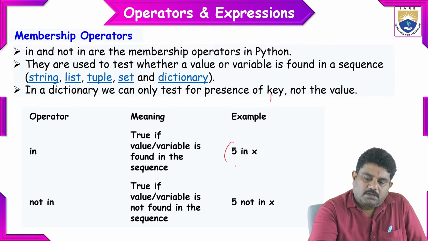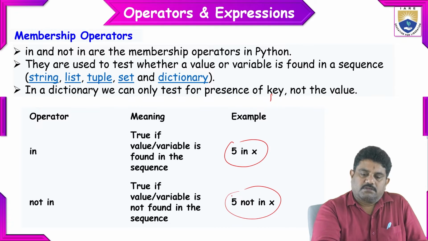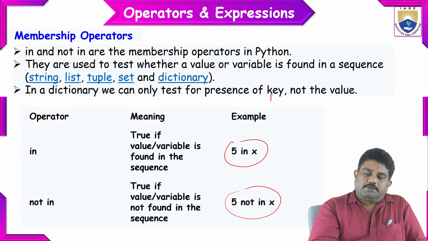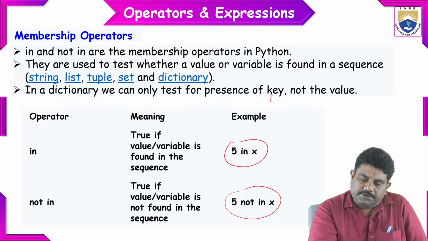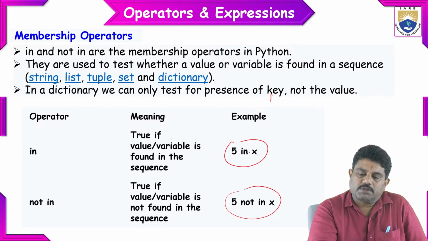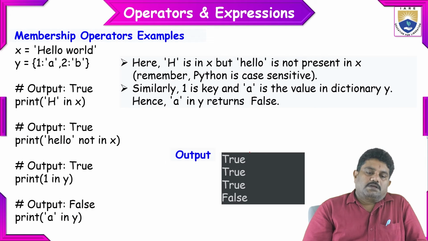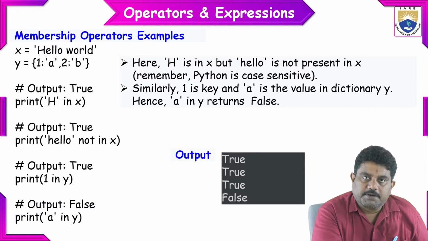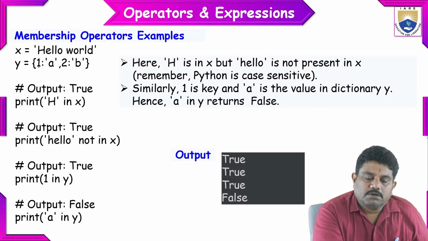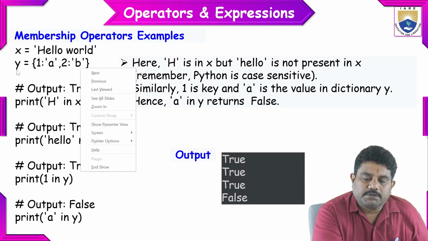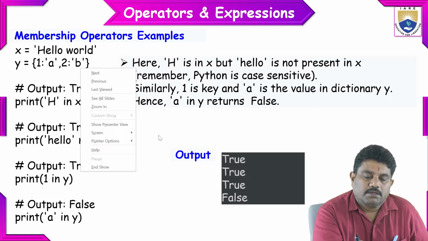This is the example here. See the example: 5 in x, 5 not in x. If 5 is not there in sequence x, then not in returns true, otherwise it returns false. If 5 is there in sequence x, then in returns true, otherwise it returns false. These are some membership operator examples. x equal to hello world. This is a string, and a string is a sequence type. And y equal to 1a 2b. 1 is a key and a is a value. 2 is a key and b is a value. Like that, we have two sequences, x and y.